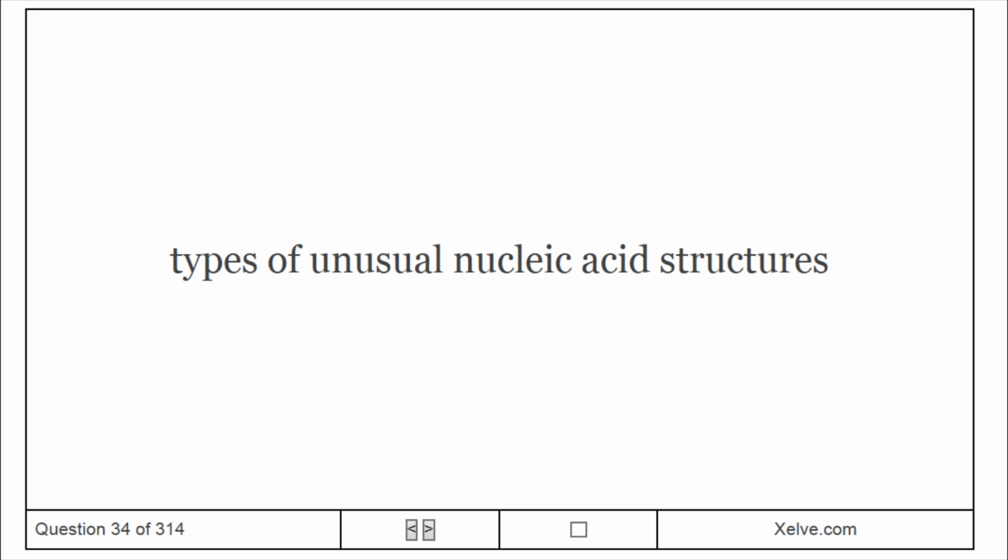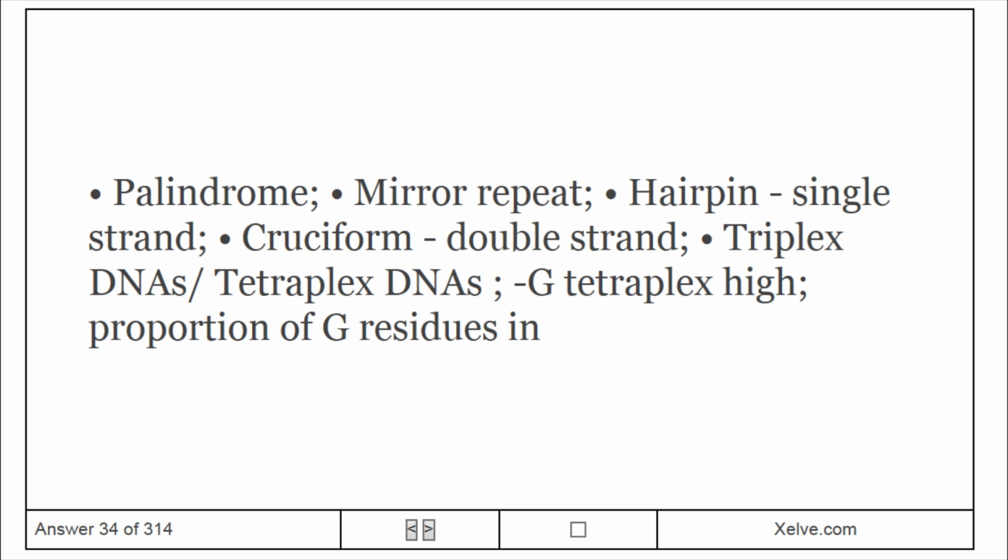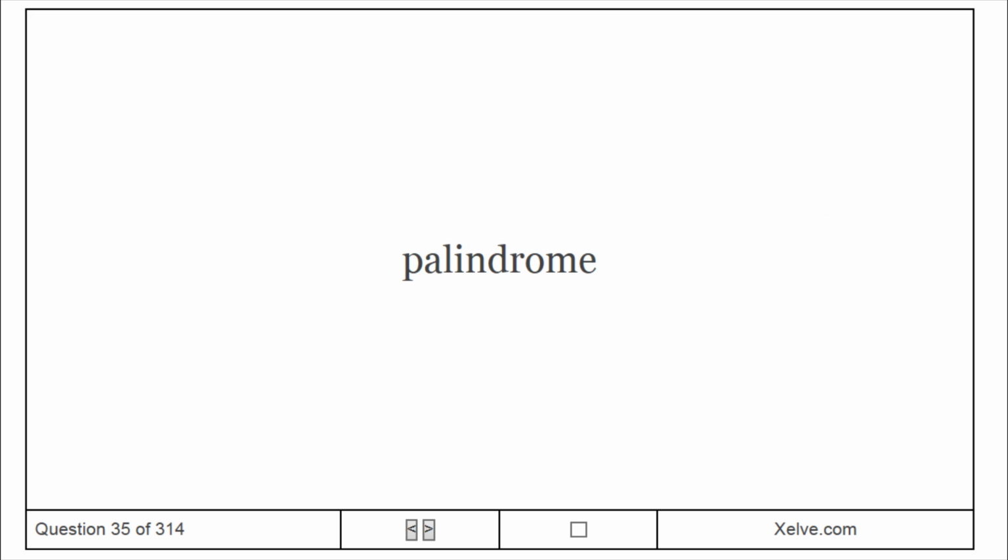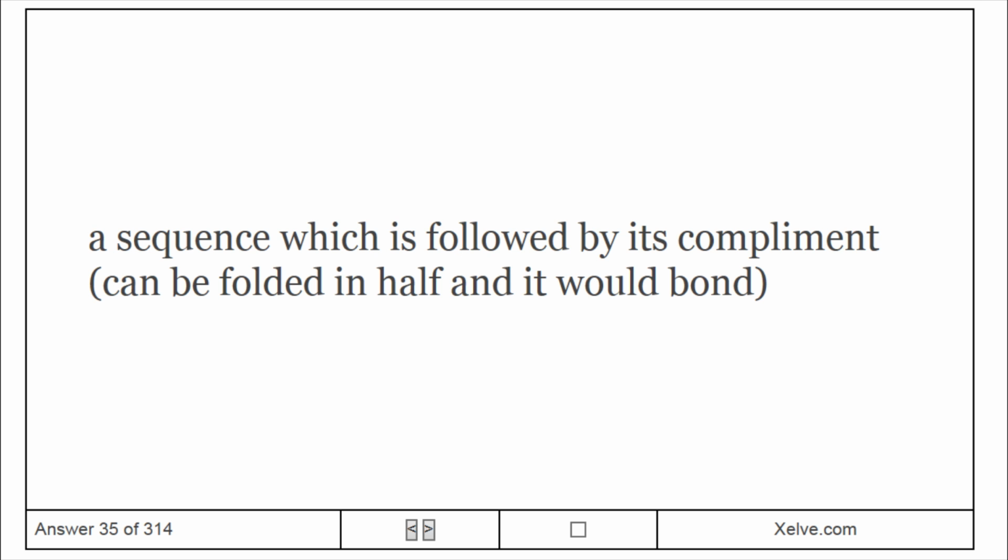Types of unusual nucleic acid structures. Palindrome, mirror repeat, hairpin, single strand, cruciform, double strand. Triplex DNAs, tetraplex DNAs, G tetraplex, a high proportion of G residues. Palindrome: a sequence which is followed by its complement.